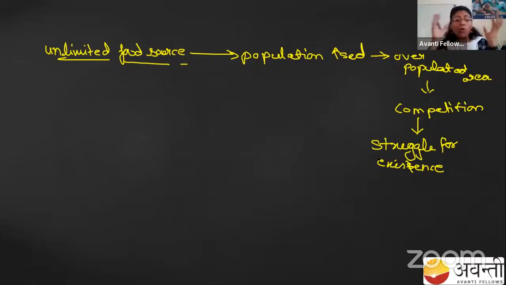Now, out of this whole population, some individuals have the tendency to survive in a limited food supply. They can survive with a small amount of food. So we can say we have a variation here. We have individuals who require a good amount of food for their survival, and we have some individuals who can survive in a limited food supply.